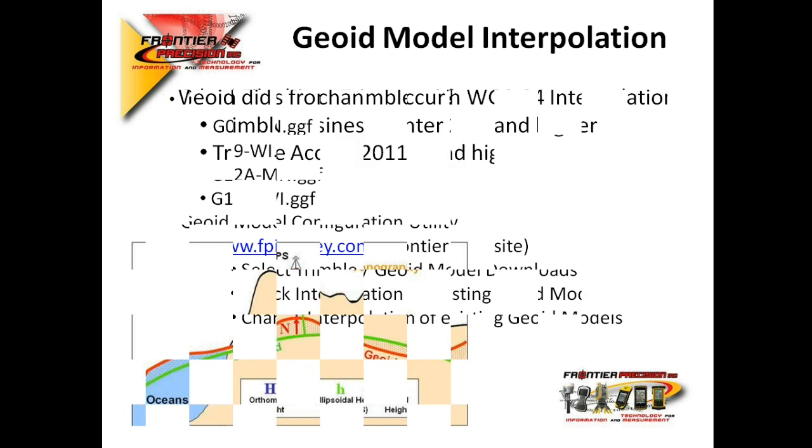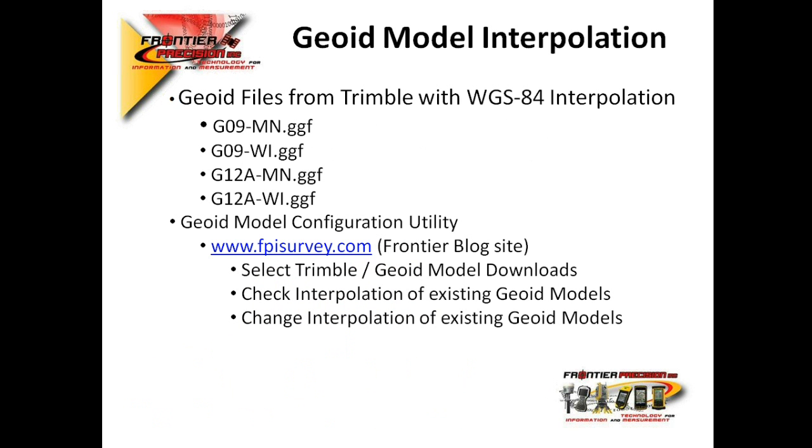They provide those models in both Geoid 09 and Geoid 12A, and they are marked as MN for Minnesota and WI for Wisconsin. If you need to interpolate your own Geoid model, or if you want to create a cutout that includes a larger area for some reason, you can do that.